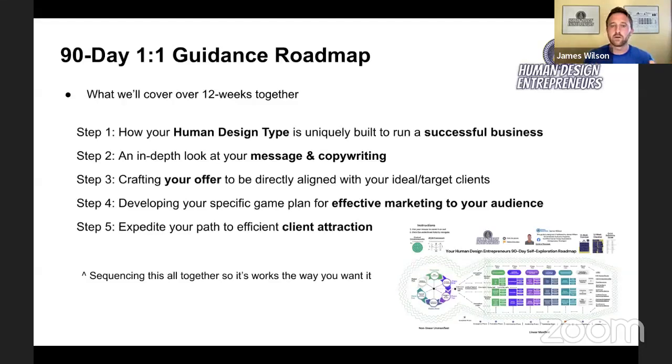So again, what's offered in the roadmap is you'll really understand your human design type more and how you're uniquely built to run a successful business. We'll take an in-depth look at your message and your copywriting. We'll craft your offer so it's in alignment, congruent with everything else in your business, so it all feels like it matches and it's clear to people in your audience. And then we'll develop a specific game plan of what's the best way to get your offer in front of your audience and grow your audience simultaneously, as efficiently and as expeditiously as possible, to move you into regular client attraction mode, so you know where your clients are coming from on any given month.